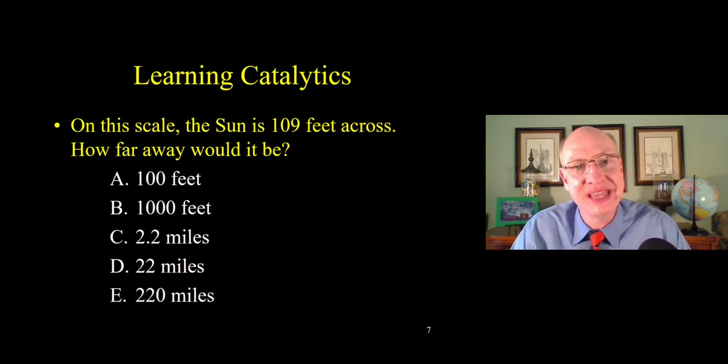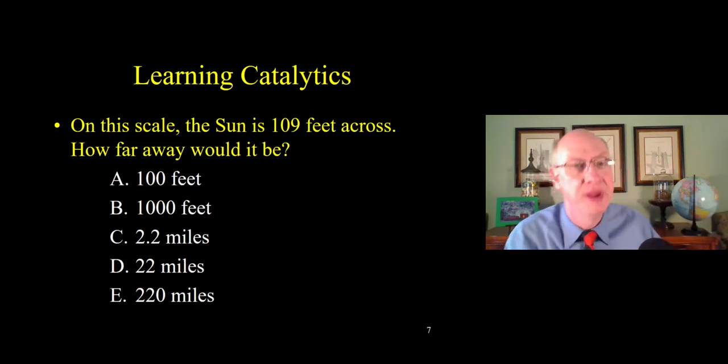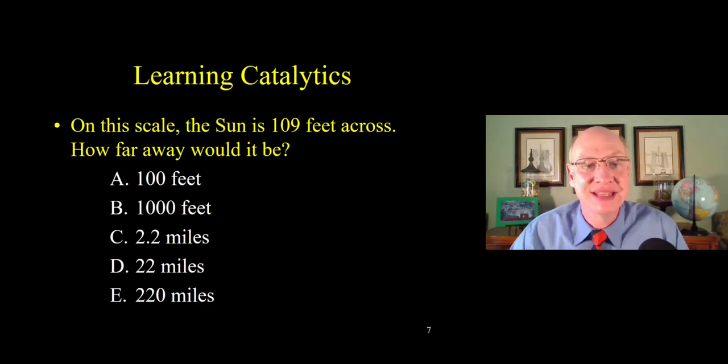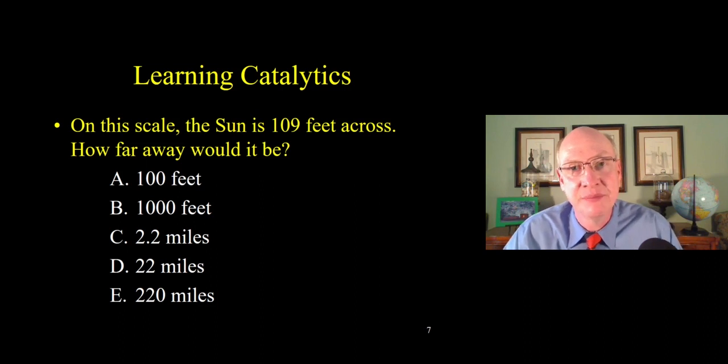So your gut feeling is, if the Earth is that globe about 1 foot across and the sun is a globe about 109 feet across, how far away would it be from the Earth? So again, you can pause the video here, go into Learning Catalytics, take a second to answer the question and then come back to the lecture.